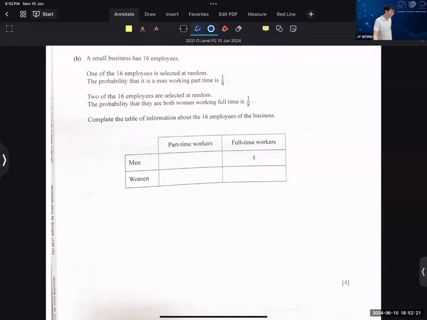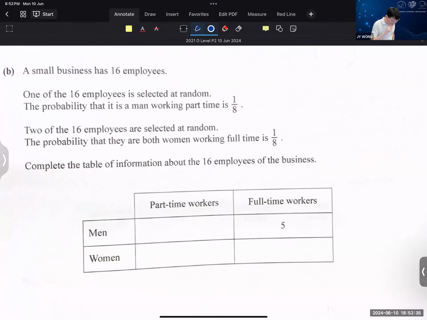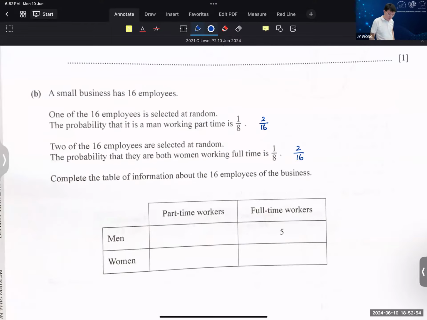Okay, but you start from, so you have 5 full-time workers, right? But it tells you that it only has 16 employees. So the probability that it is a man working part-time is 1 out of 8, which means 2 out of 16. The probability that they are both women working full-time is also 2 out of 16. So what's the first piece of information that you know?